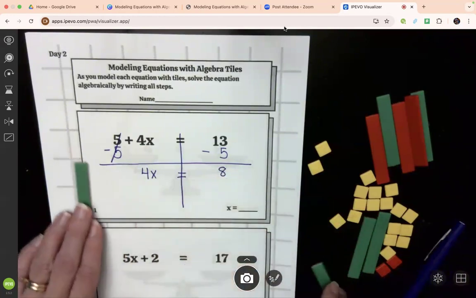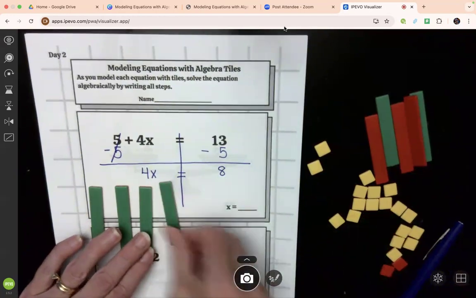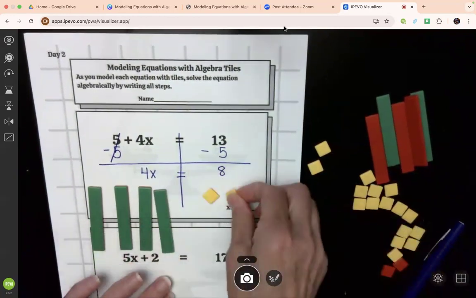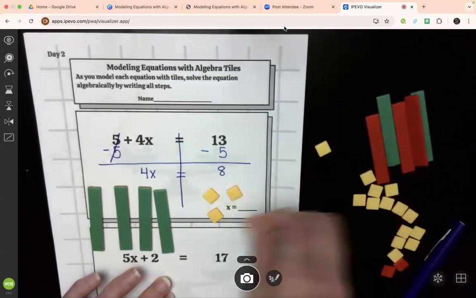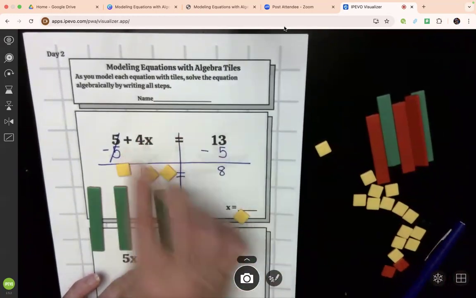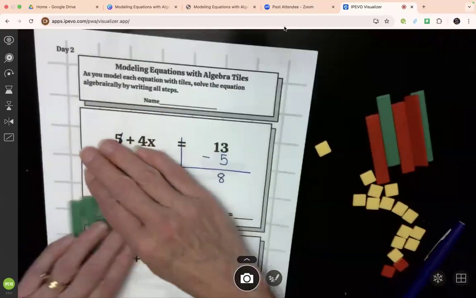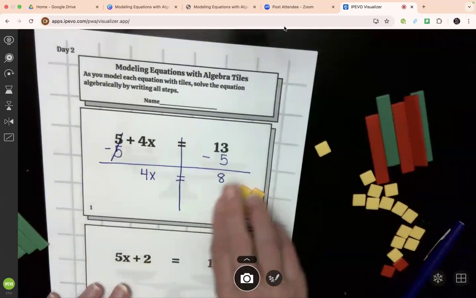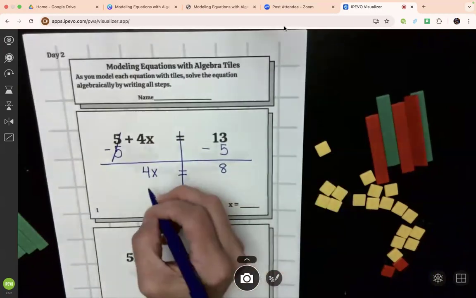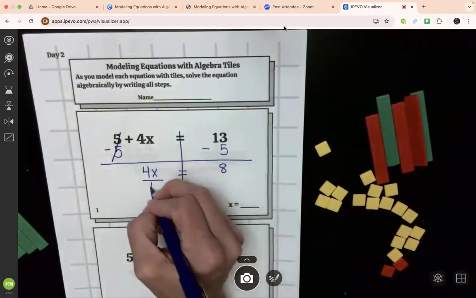And then if you remember, the second thing we did is when we had our 8 yellow units, we fair shared them with all of these x's, right? So think about what it means to fair share. Well, when you share something out like that, you can think of it as what? As dividing, right? So our second step is we're going to divide both sides by 4.